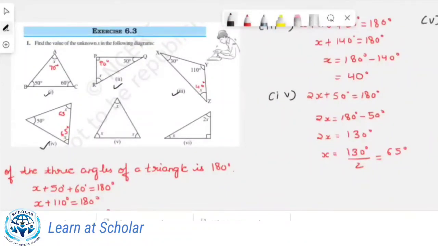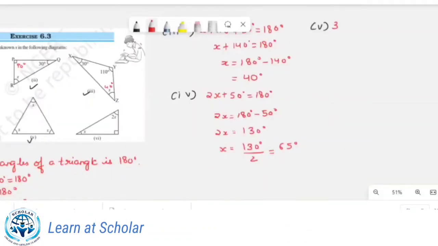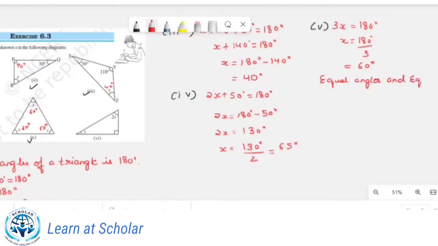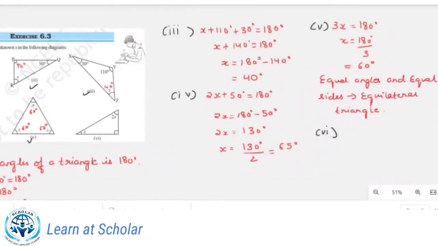The fifth one, all the three angles are equal. That means the triangle is an equilateral triangle, right? So to find out the value of X, we can add all the three angles and the sum is equal to 180 degree. All the angles and all the sides are equal. So it is an equilateral triangle and all the angles of an equilateral triangle measure 60 degree. Now the last one.